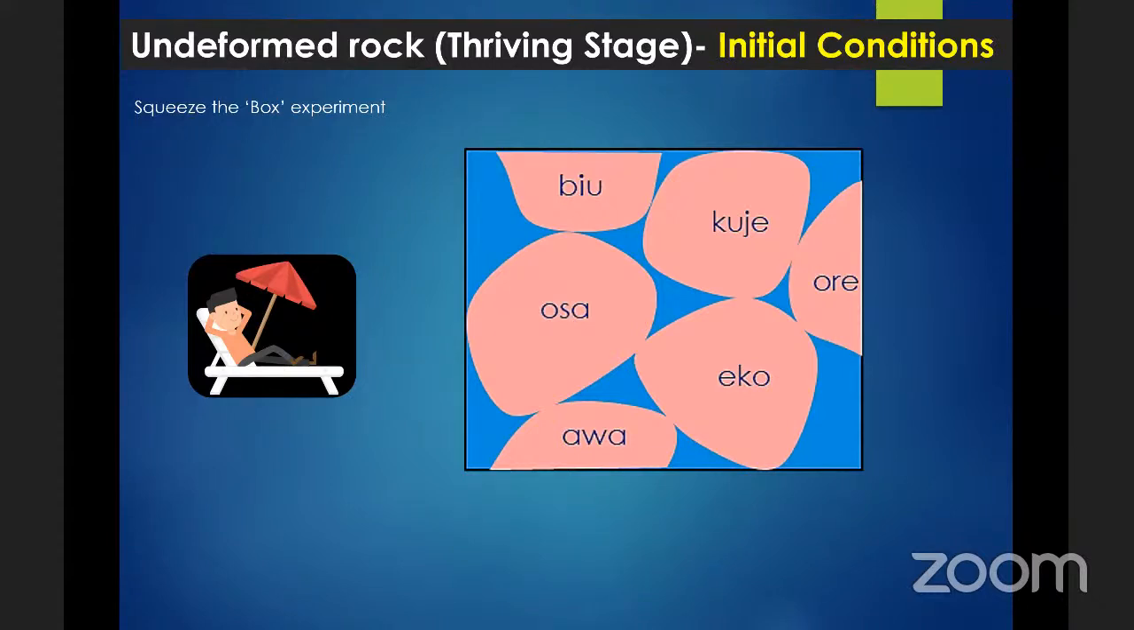It hasn't gone through a lot of changes, no compression, nothing. This is what it looks like. Imagine we, in this meeting, are individuals. We have names: Osa, Biu, Kuje, Ore, Eko, and Awa. We're just individuals. We're all parts of the reservoir, okay? Just chilling, nothing has happened to us. We're just birthed, okay? And then we imagine moving to the next stage where life begins to happen.